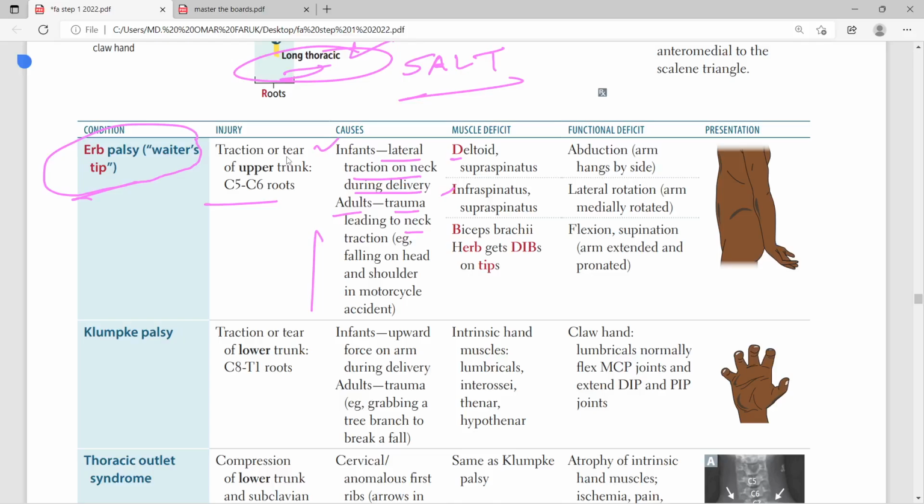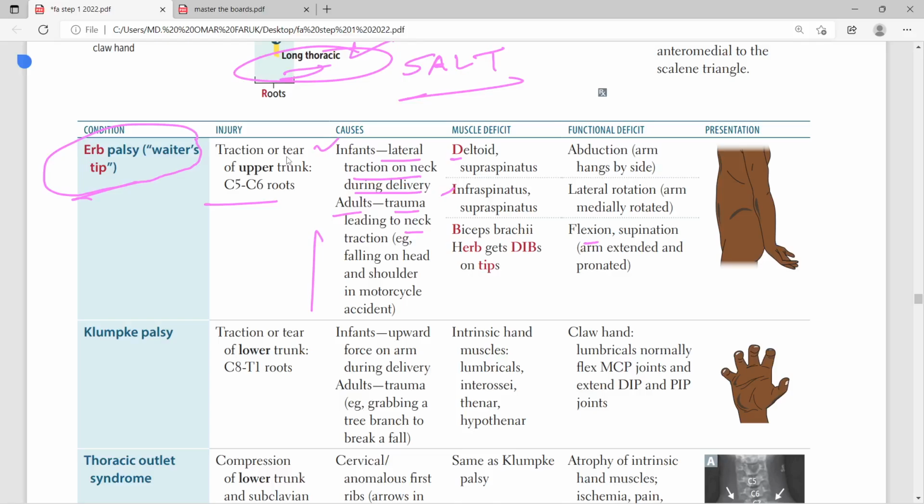And the biceps brachii. Function of the biceps brachii is flexion and supination. Loss of this muscle causes a functional deficit which cannot be done, and the patient is in opposite position. That arm is extended and pronated.